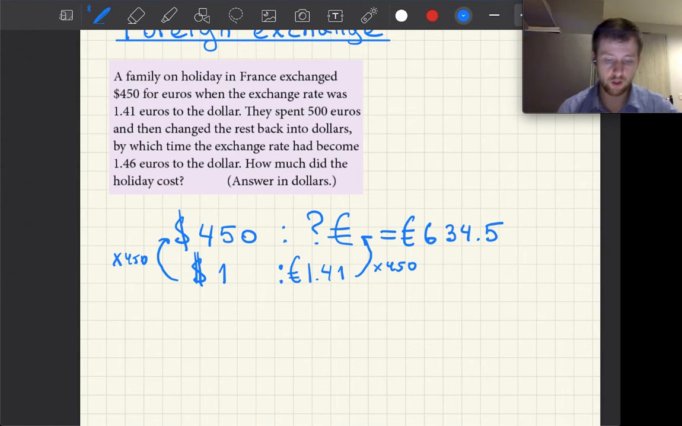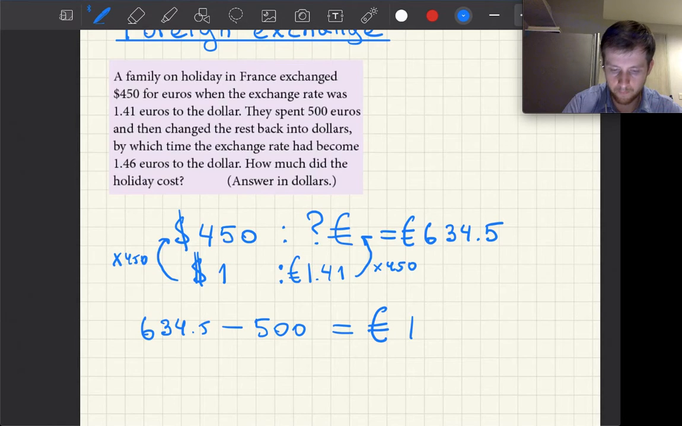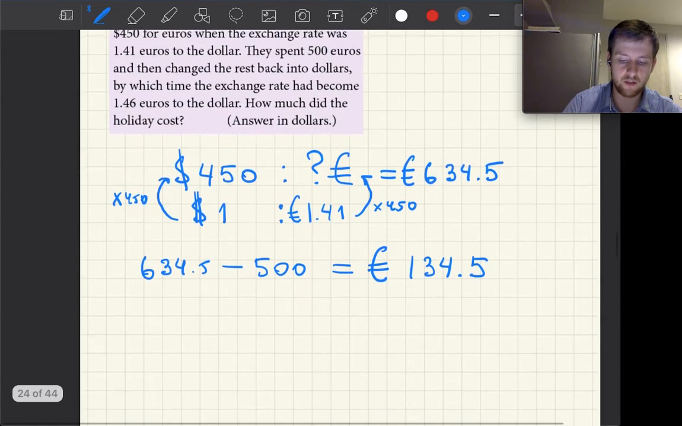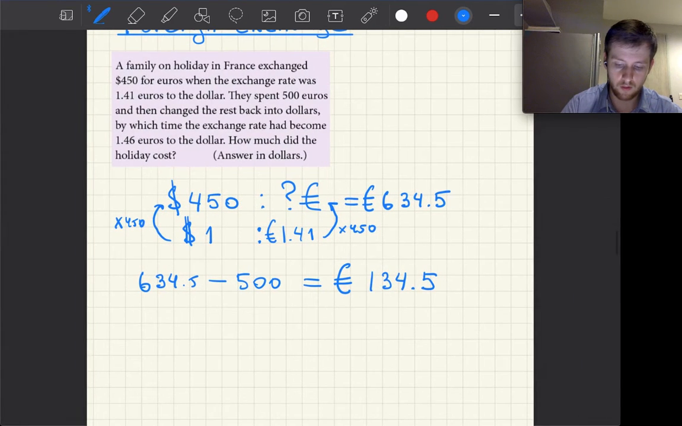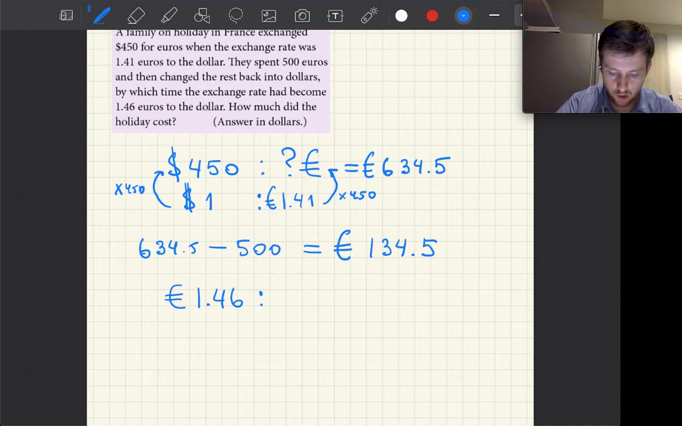They got 634 euros. Then look at this, they spent 500 euros, right? So we get 634.5 minus 500. It means that they have 134.5 euros left. Right, and then they changed it back to dollars. But now there's a new course. The course is 1.46 euros to $1. And we want to change 134.5 euros by this course.